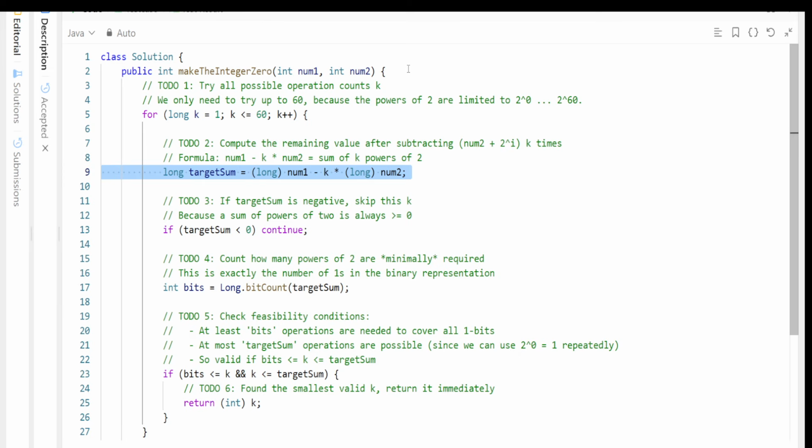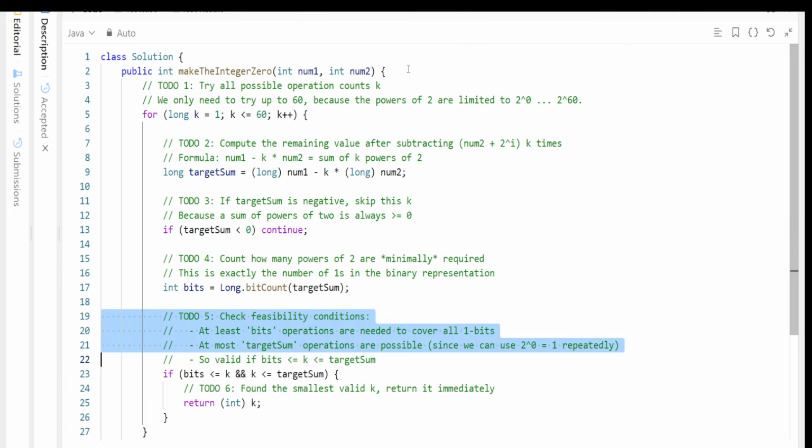So we'll find the target, and in the next step we check if the target is negative, we skip this k, because the power of 2 is always greater than or equal to 0, so this is our sum. If the target sum is less than 0, we continue and skip it. Then in the next step we count how many powers of 2 we require at minimum. This is exactly the number of 1s in the binary representation, and we know how to do that: Long.bitCount, we pass our target and get the bits.